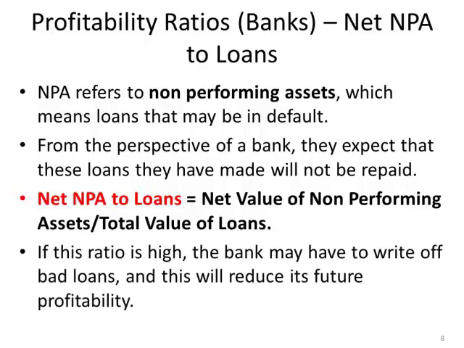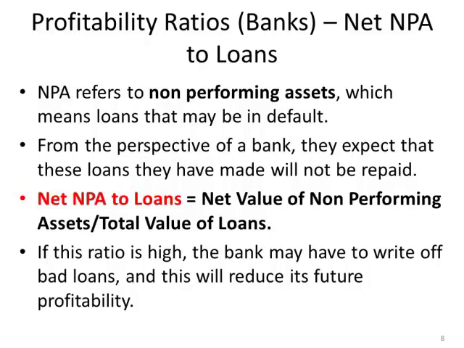So what does this mean for the bank when we're analyzing the bank's financial statements? Well, if this ratio is high, a high ratio indicates that there are a lot of non-performing assets or a lot of defaults ready to occur. It means that the bank may have to write off bad loans, and this will reduce its future profitability. Right?